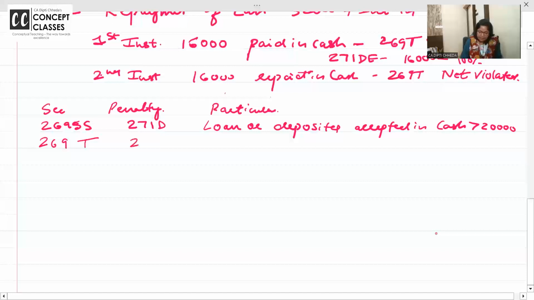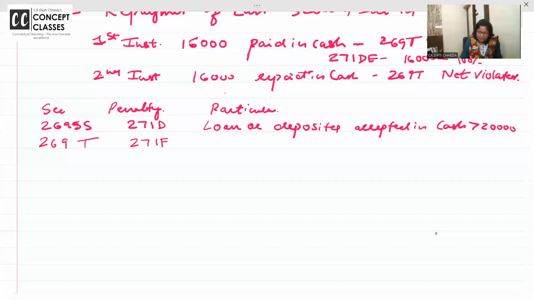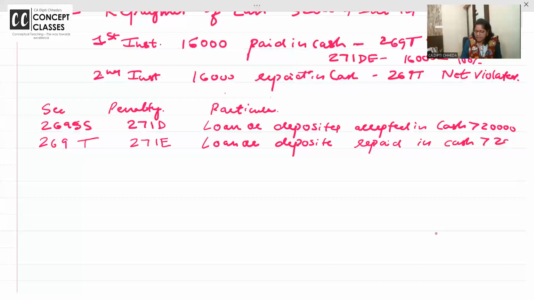269T, 271E. Penalty is 100% जितना लोन है. Loan or deposit repaid when you have held, it is in cash above 20,000.